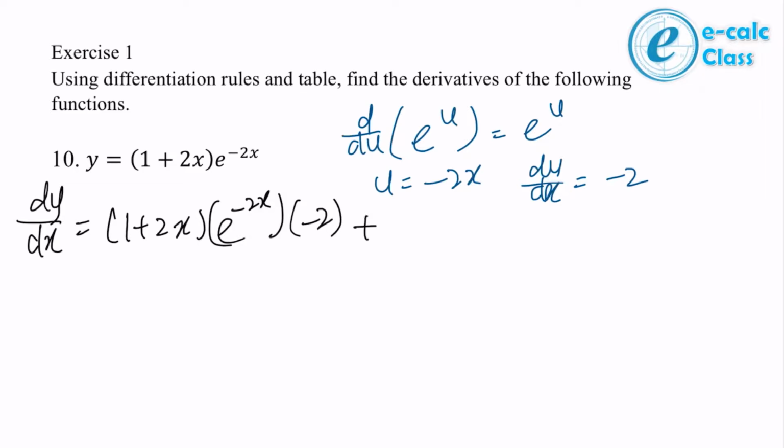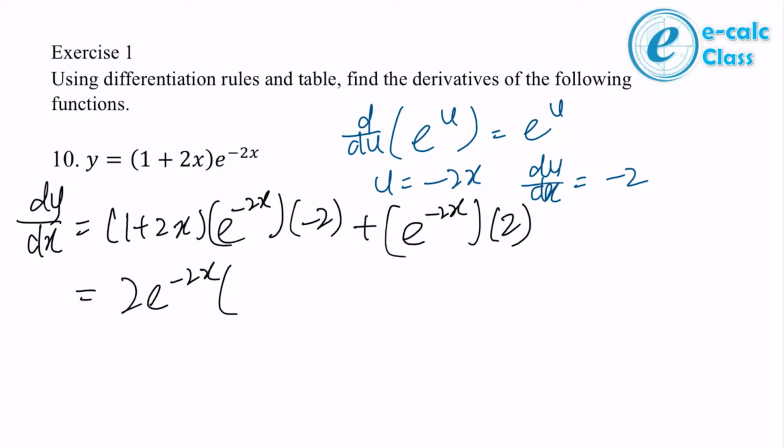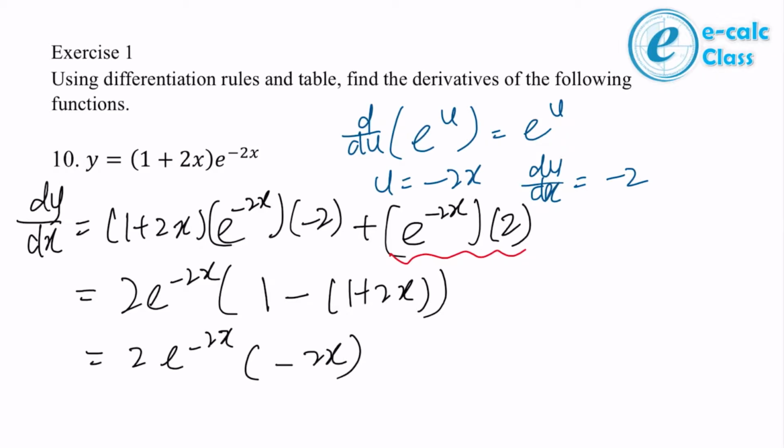Plus, remember you are doing a product rule, yeah? e to the negative 2x, copy the second function, multiply with the derivative of the first function, which is 2. Then you just go ahead and simplify. I think you can factor out 2e to the negative 2x, right? Then I'm going to write this one first. You factor out, you can just have a 1. Then minus 1 plus 2x. 1 minus 1 is 0. So it is negative 4x e to the negative 2x.